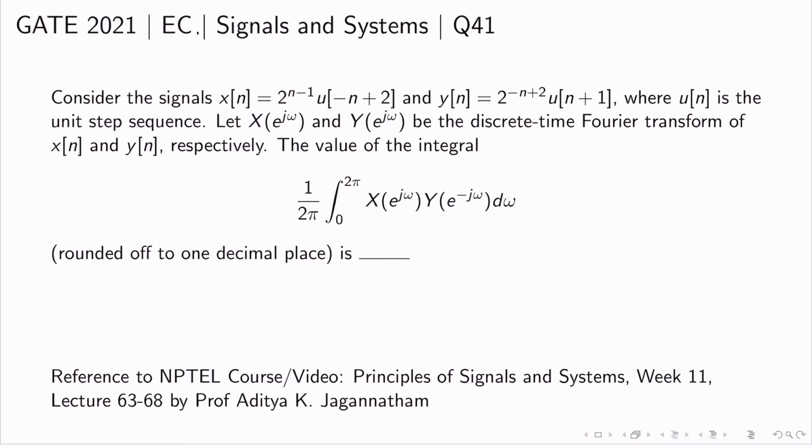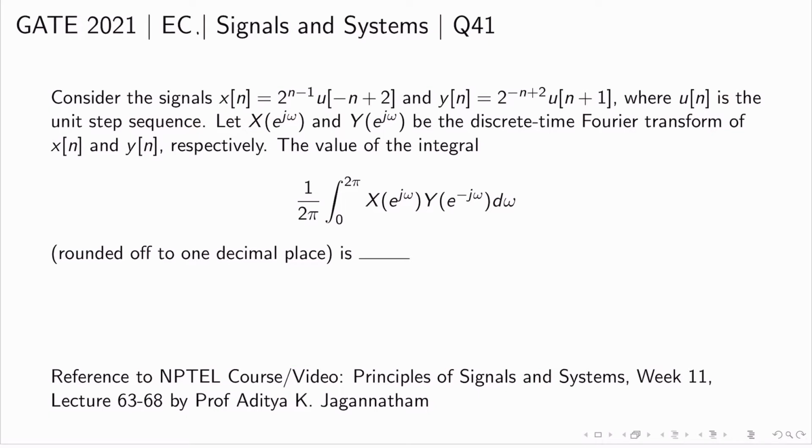Consider the signals x of n is equal to 2 to the power n minus 1, u of minus n plus 2, and y of n is equal to 2 to the power minus n plus 2, u of n plus 1, where u of n is the unit step sequence. And let capital X of e to the power j omega and capital Y of e to the power j omega be the discrete time Fourier transform of x of n and y of n respectively. Then what is the value of the integral 1 by twice pi integration of 0 to twice pi capital X of e to the power j omega capital Y of e to the power minus j omega d omega?